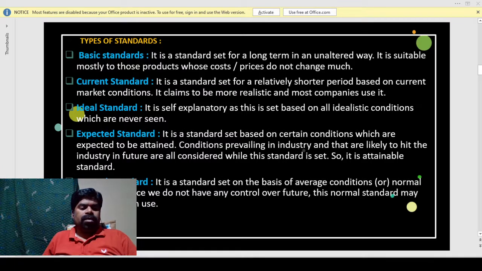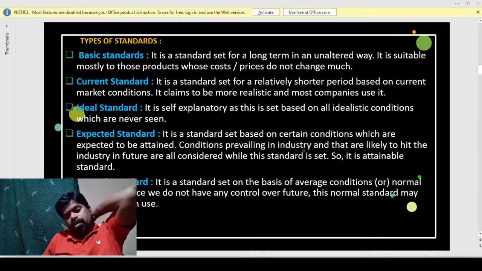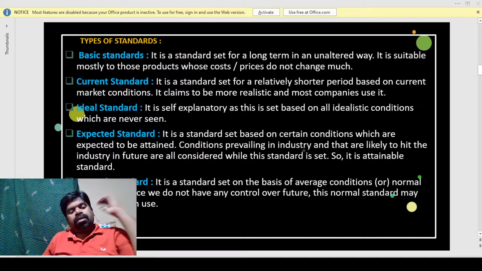So next we see current standards. Current, the name itself indicates the present situation. It is a standard set for a relatively shorter period based on current market conditions. It claims to be more realistic and most companies use it. Okay, for a shorter period. So based on what the present market conditions are, this current standard is set up.